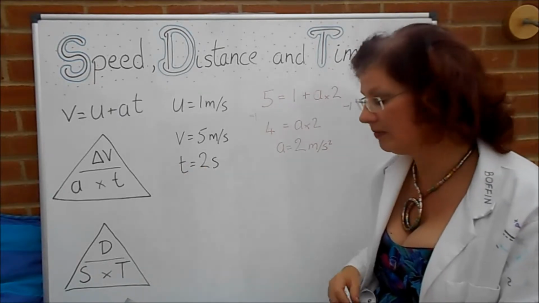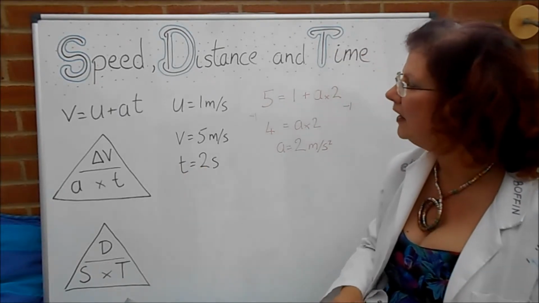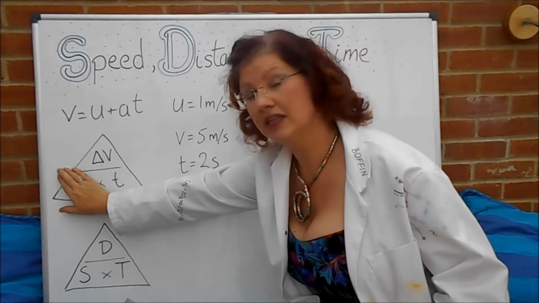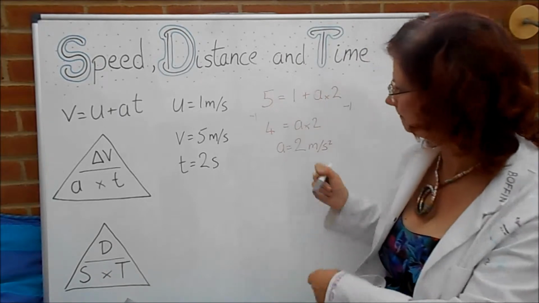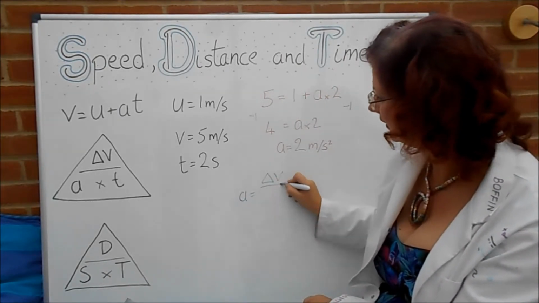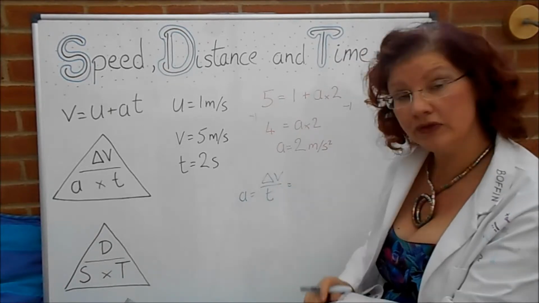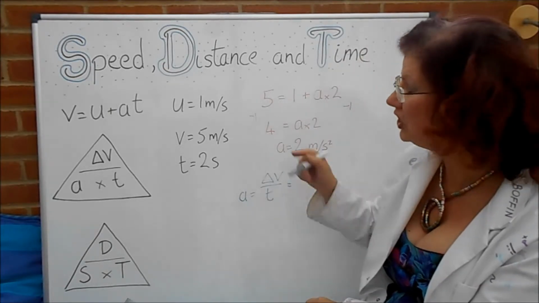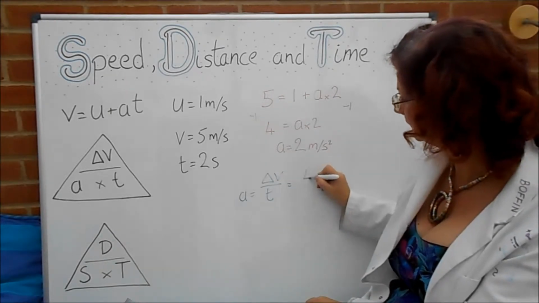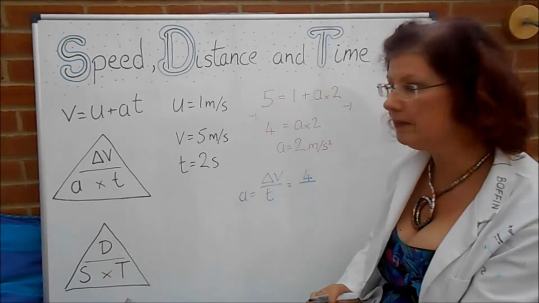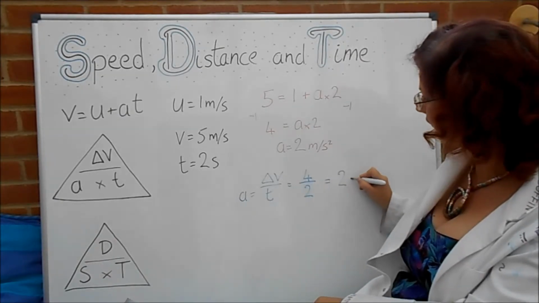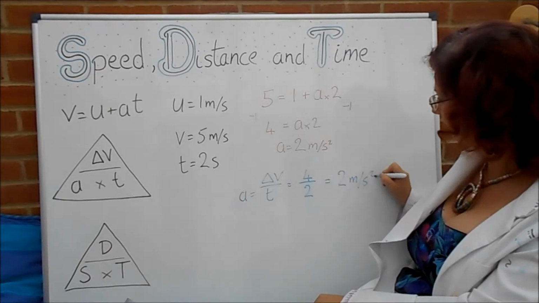Okay, I'm going to do it by this method now. I'll use blue for this. For this, we want to have an acceleration, so we need delta V over T. So acceleration equals delta V over T. Delta V, the change in velocity, is the difference between these two. That's 4, over the time, which is 2. That again, dead easy, and it gives us 2 metres per second squared.